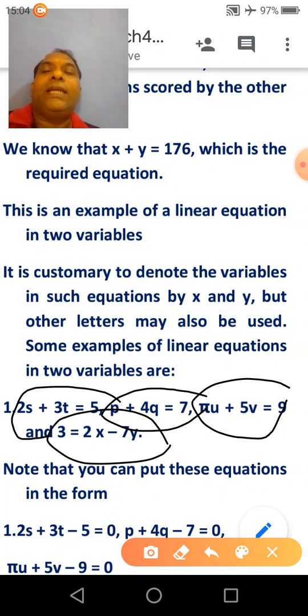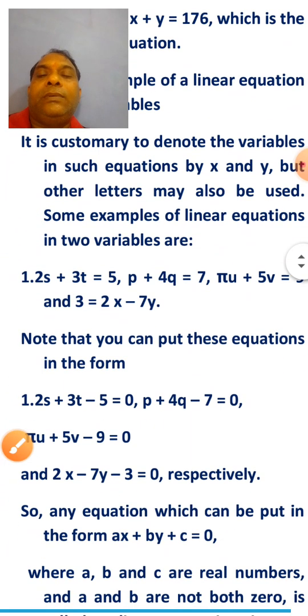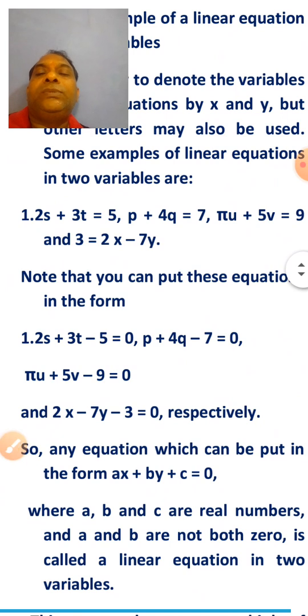So in the case of 1.2s plus 3t is equal to 5, the variables are s and t. In p plus 4q is equal to 7, the variables are p and q. In the equation pi u plus 5v is equal to 9, the variables are u and v. And in the equation 3 is equal to 2x minus 7y, the variables are x and y. Clear?